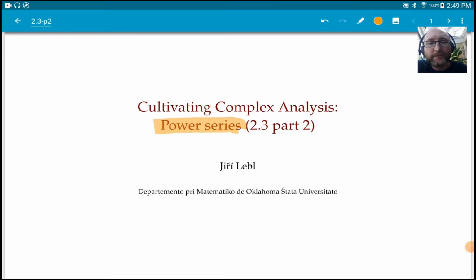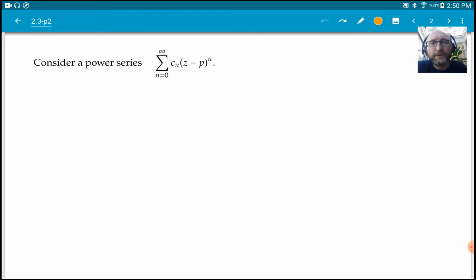So we're talking about power series. This is section 2.3 in the book, and this is the second part. We'll have another part on power series. All right, so power series, as we said last time, is this sort of an object. It's a series of powers.